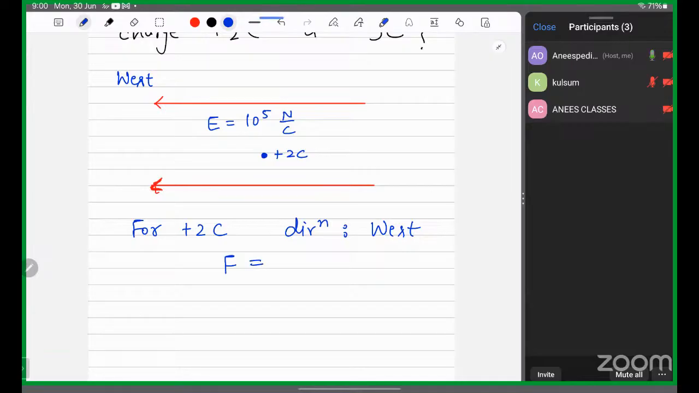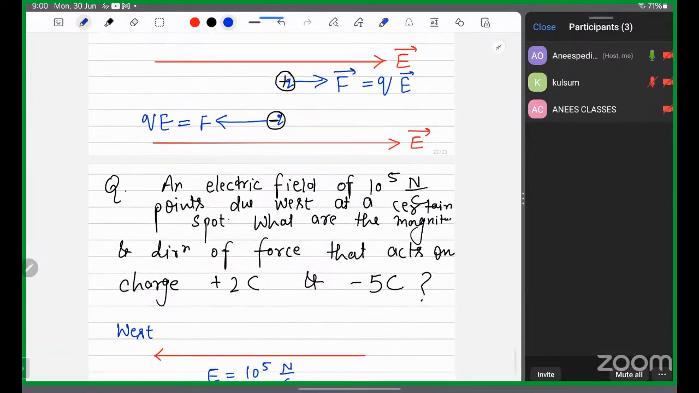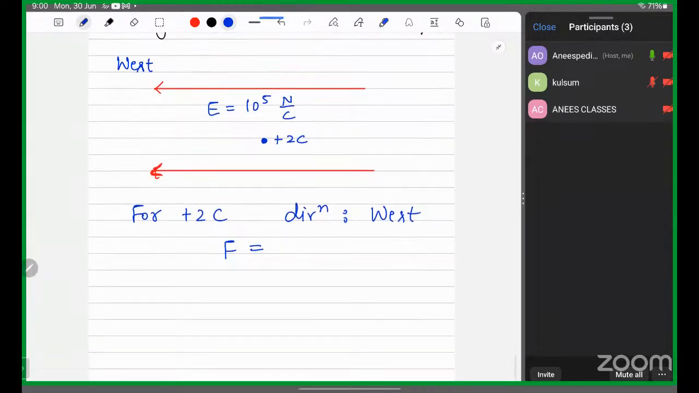Formula for F is Q into E. Yes. Direction is already given, so we need not write it in vector form. F is equal to Q into E. Now, in this case, Q is what? Test charge. And test charge is the charge for which we are calculating force due to electric field. So, in this case, 2 coulomb is the test charge. So, it will be 2, multiplied by E, the value of electric field which is given to us, 10 raised to power 5. So, F will be 2 into 10 raised to power 5.